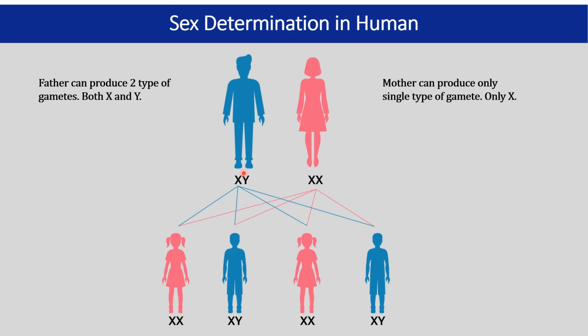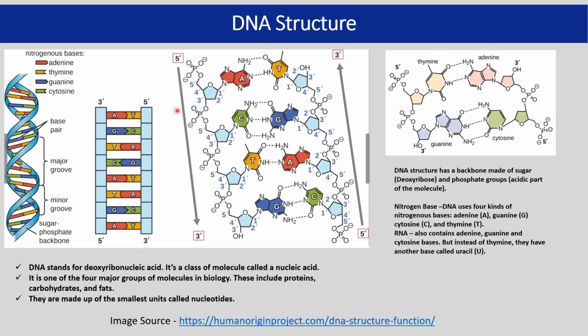So if a Y-carrying sperm is fertilizing an egg, that means the baby will have the sex chromosomes Y and X, so that means it will be a baby boy. So let us understand the structure of DNA.